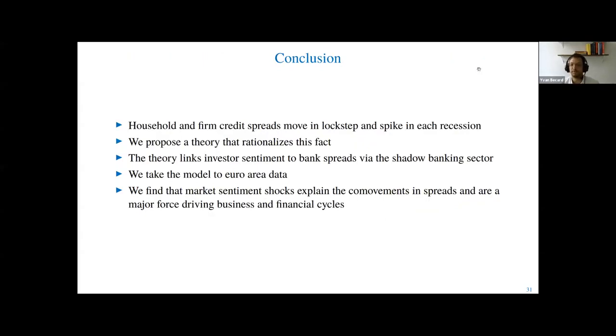Household and firm credit spreads move in lockstep, and they spike in each recession. We propose a simple mechanism that rationalizes this, and this mechanism is investor sentiment. Maybe we could really talk about a stochastic discount factor shock, but basically we want to explain how a stochastic discount factor shock propagates. How does that lead to banks tightening? We showed that this goes through the shadow banking sector and through the price of securitized assets.